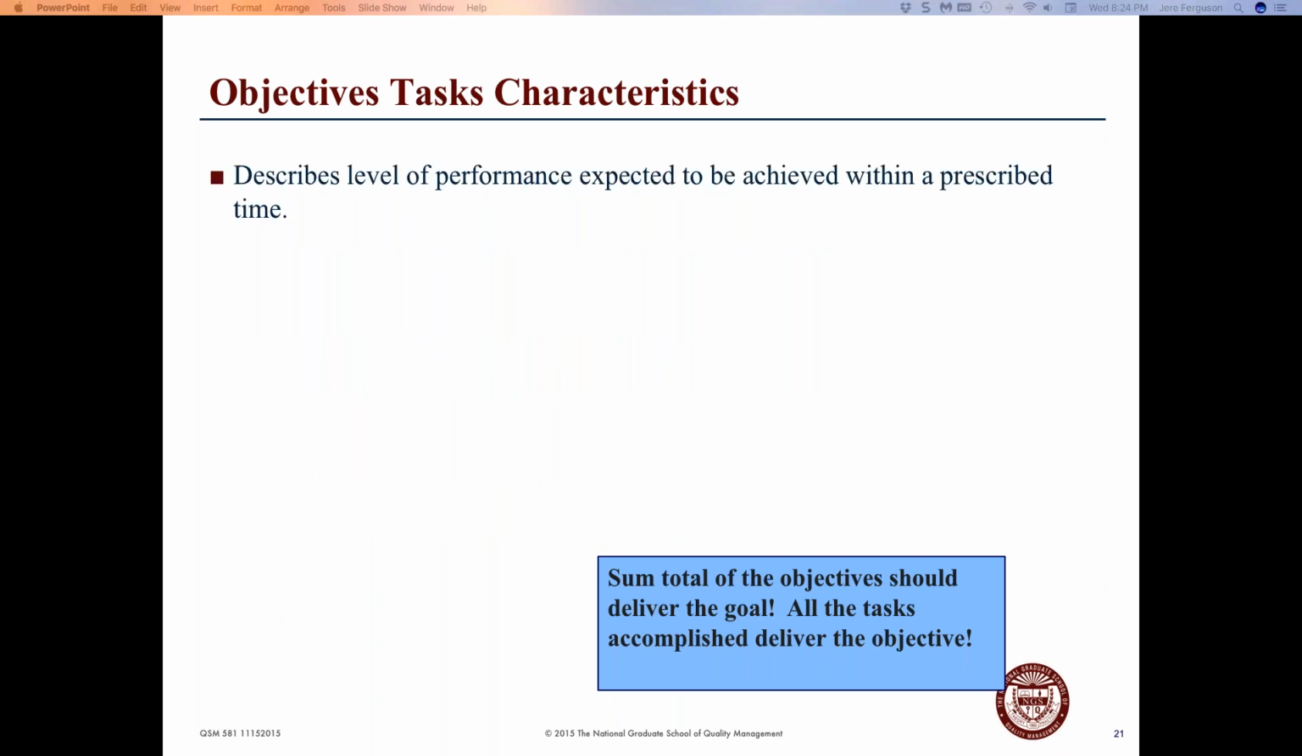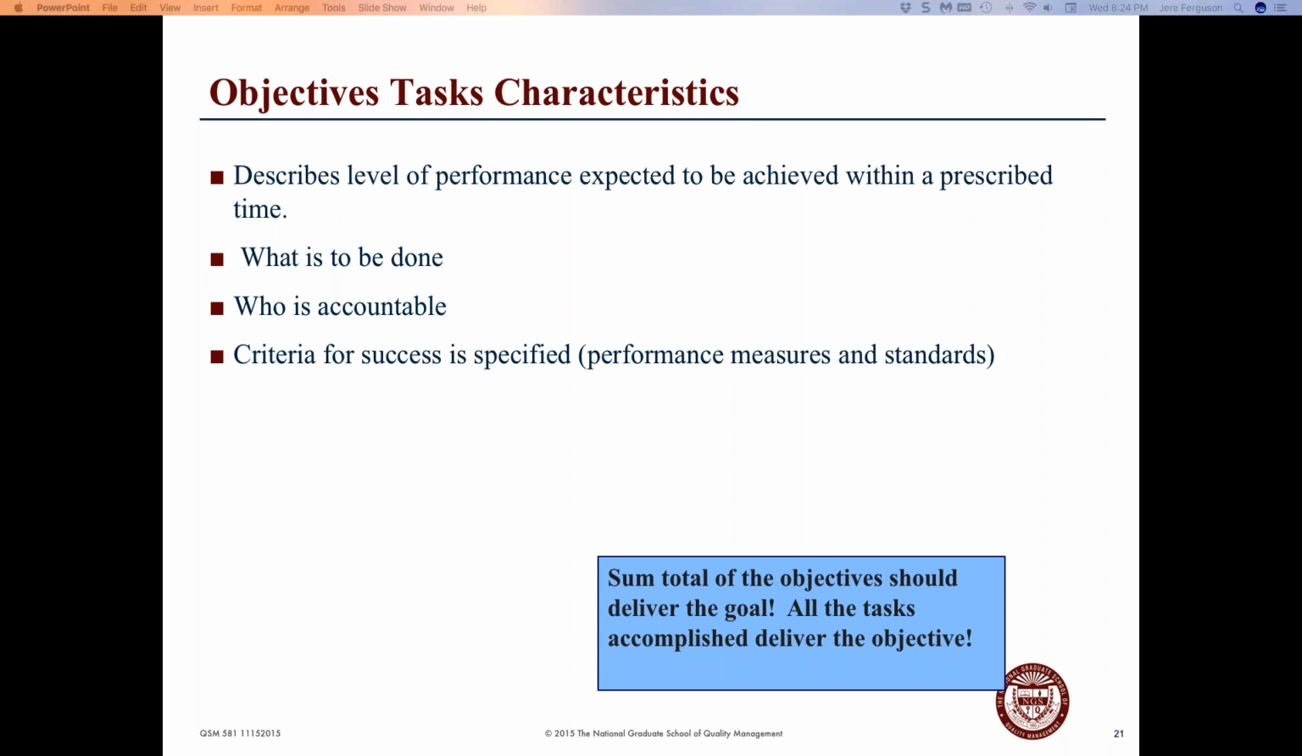Objectives, the characteristics of objectives: they describe the level of performance expected to be achieved within a particular time frame. What is to be done? The objective is, again, we're now going into tactical. So what is it we're going to do? Who's accountable? Who's the department or the manager? The who doesn't have to necessarily be a name of a person. It can be a job function. It can be a department function. But normally there's a person assigned to it.